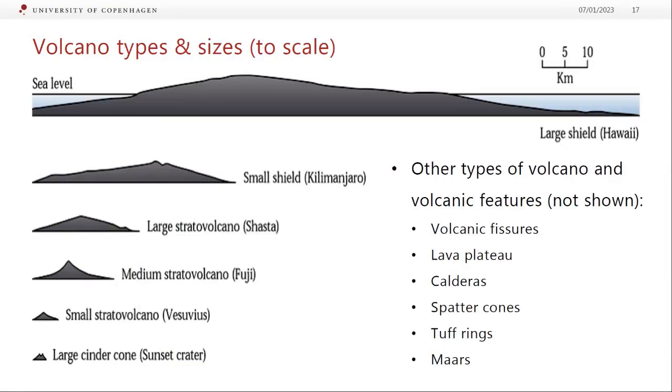Now, some of the volcano types that we're going to talk about. This picture just has a bunch of them all to scale. We've got shield volcanoes, and these are by far the biggest. We already talked about Mauna Loa. It's 4 kilometers above sea level, another 5 below sea level, and you can see here it's probably 90 kilometers across or something. Absolutely enormous volcano. You can get smaller shield volcanoes, and then stratovolcanoes, and then down at the smaller side we have cinder cones. There are some other volcanic features that I'm going to talk about, including volcanic fissures, lava plateau, calderas, spatter cones, tuff rings, and maars, that are not shown on this, so we don't have the scale.